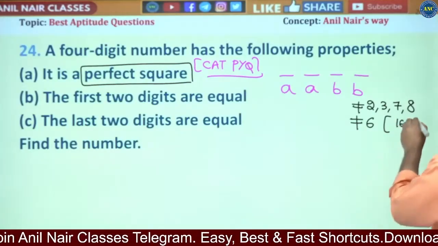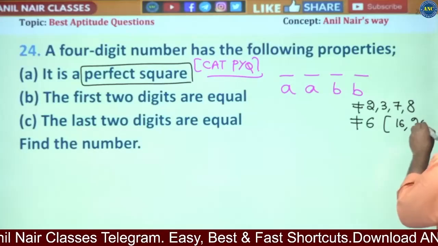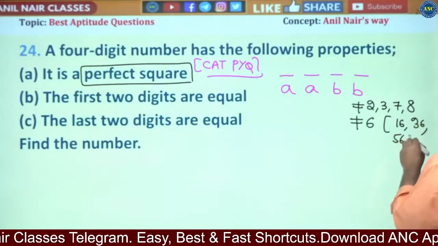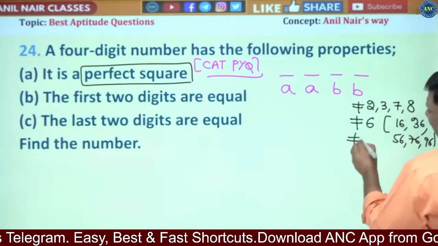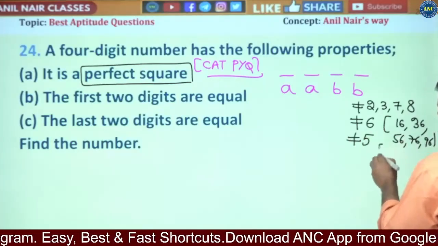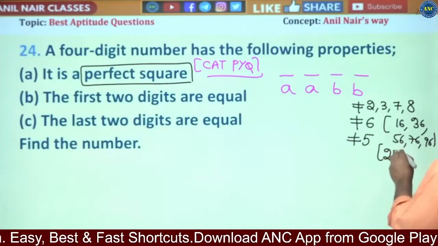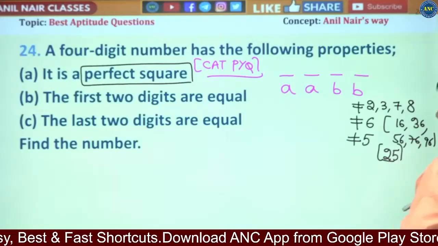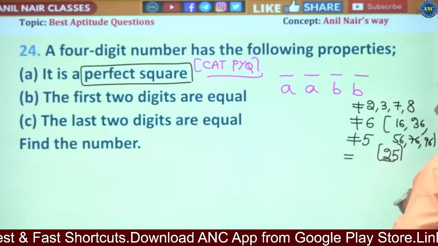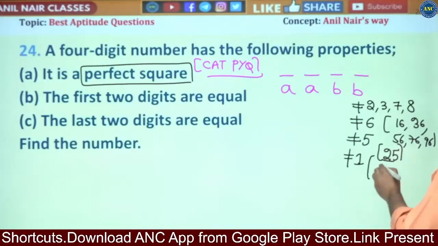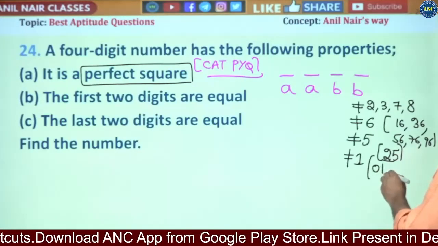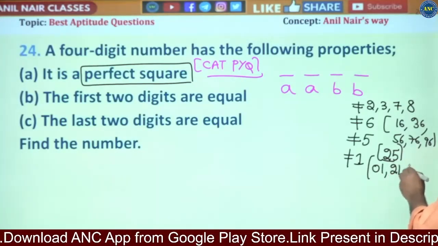A perfect square never ends with 6 in this case, because last 2 digits will be any perfect square ending with 6: tens place will be an odd number. 16, 36, 56, 96. Not possible. Any perfect square will not end with 5 in this case. If it is ending with 5, tens place will be 2. Any perfect square will not end with 1, because if it is ending with 1, tens place will be an even number, but last 2 digits should be equal.